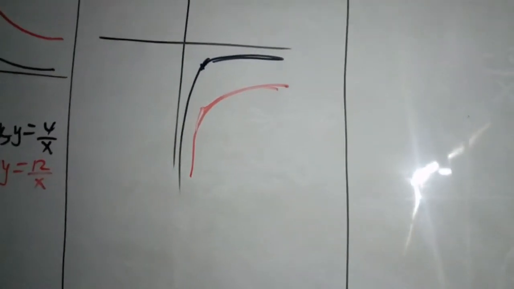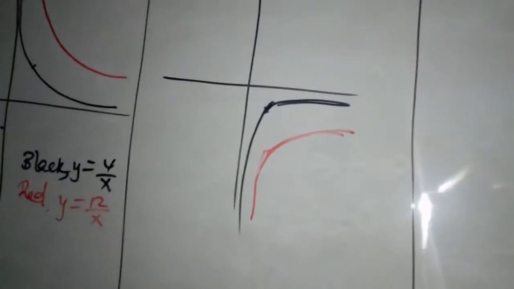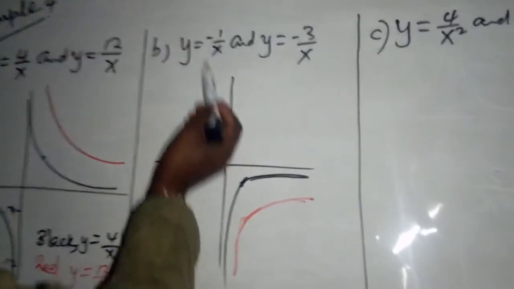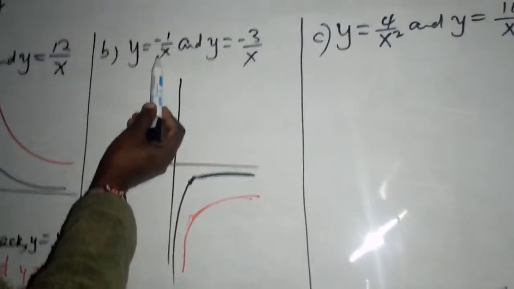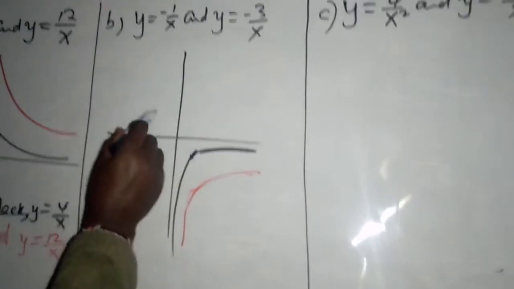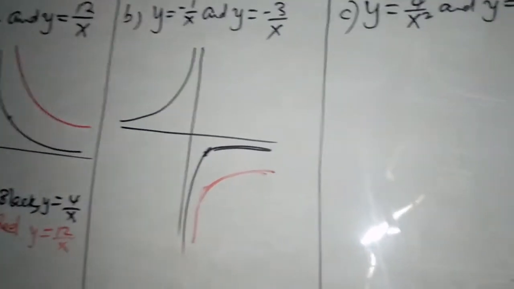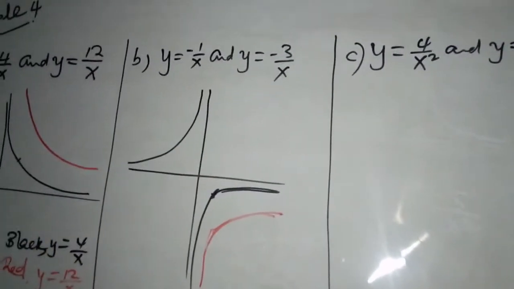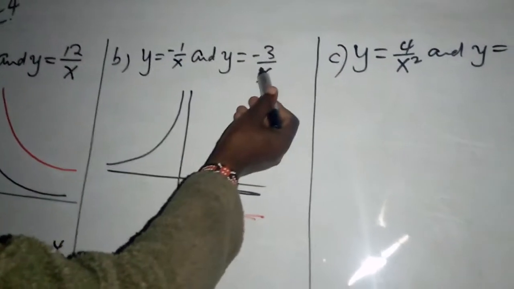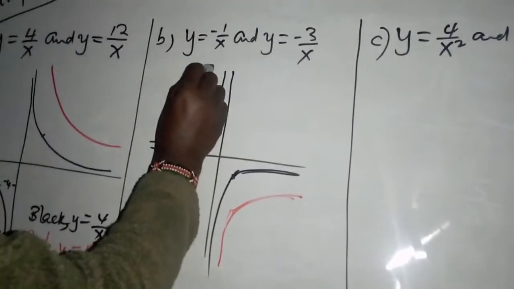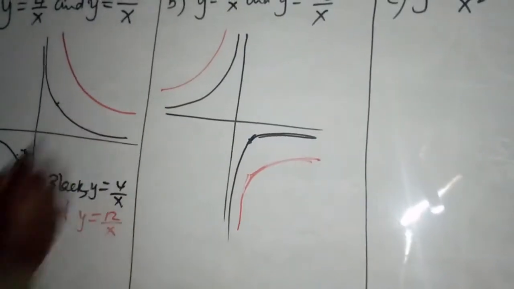But in this case, let us assume x is negative, negative 1. Negative 1 divided by negative 1 is positive 1, so we have y being positive. When x is negative 1 here, negative 3 divided by negative 1 is positive 3. So somewhere here, you find the graph now passing over there.